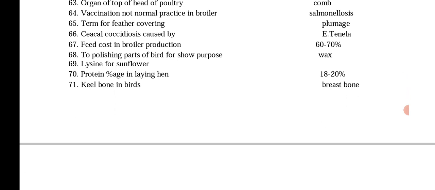Polishing parts of birds for show purpose is known as waxing. Protein percentage of laying hen is 18 to 20%. Broilers use a little bit more than that. The keel bone is the breast bone. The sternum is a modified bone, known as keel bone or breast bone.